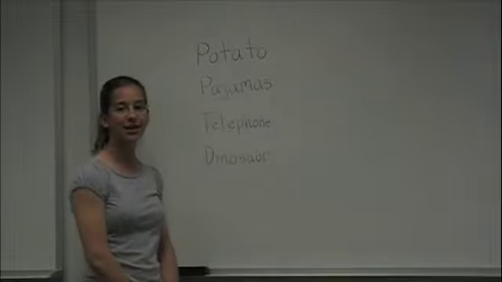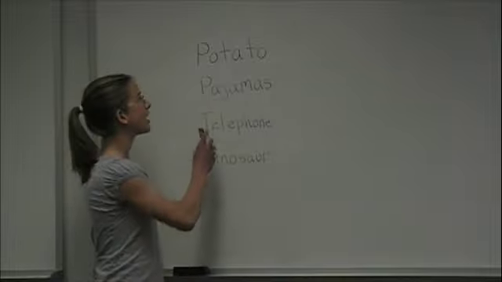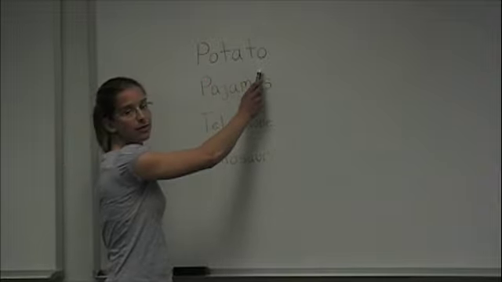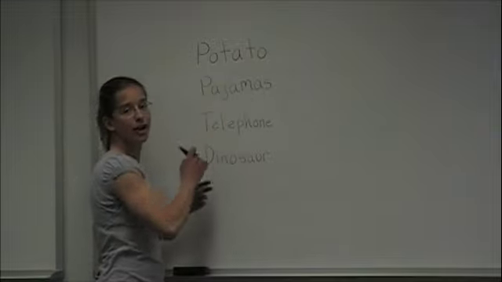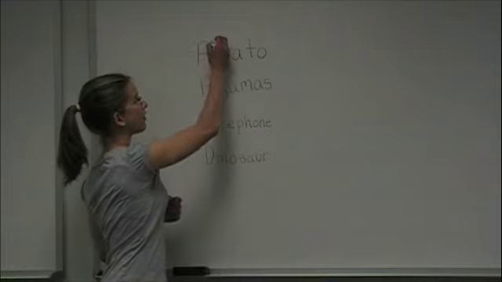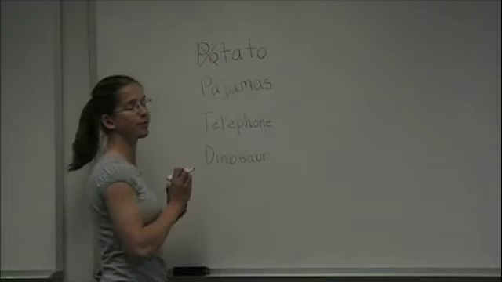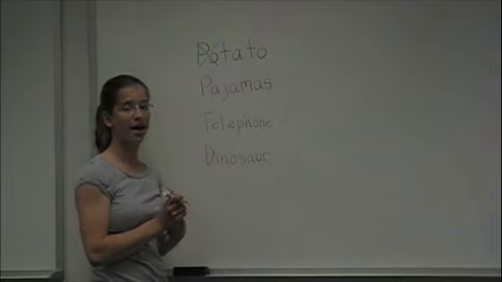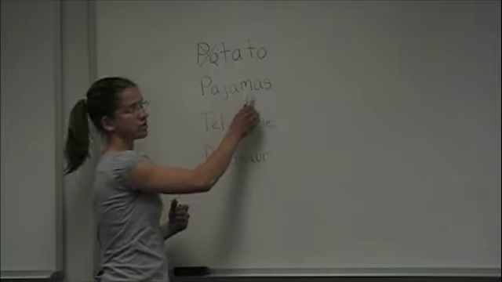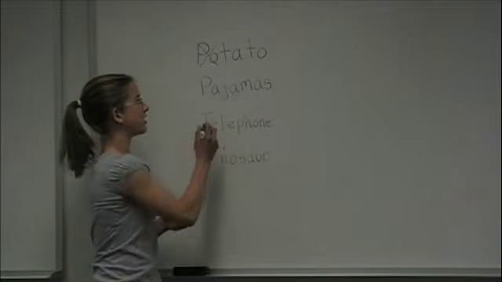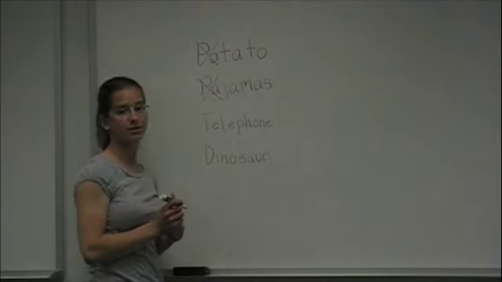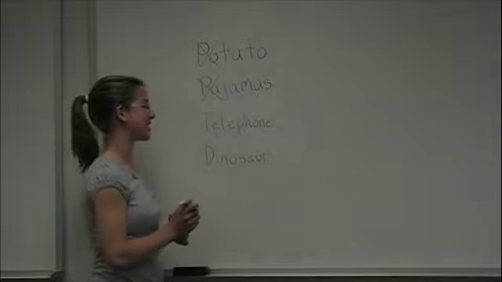The first example is the word potato. In potato, the first syllable is weak and the second 2 syllables are strong. So for a child with weak syllable deletion, they would omit the po and pronounce the word tato. Likewise for the word pajamas, there is a weak, strong, strong syllable pattern. So they would omit the syllable pa and pronounce the word jamas.